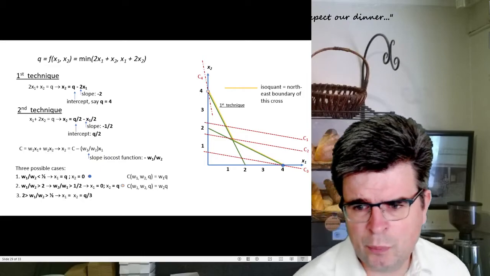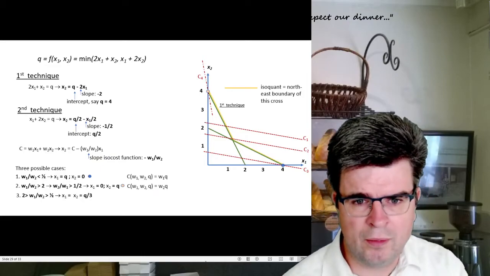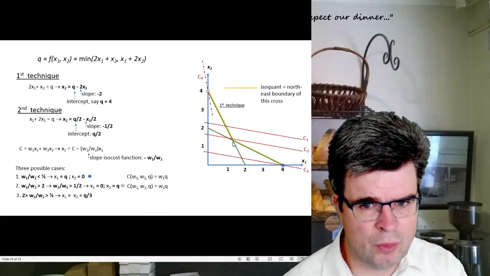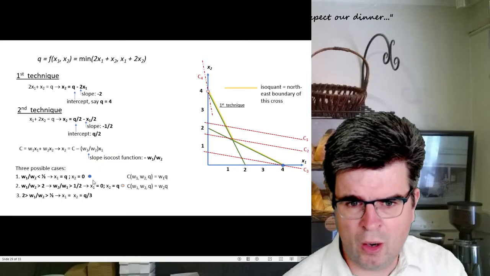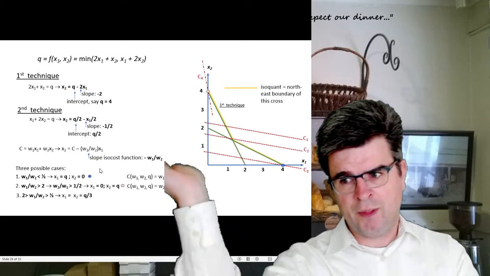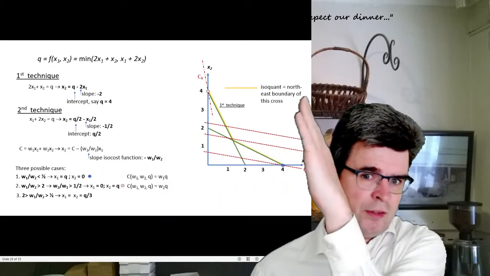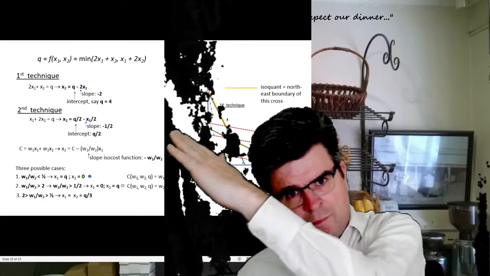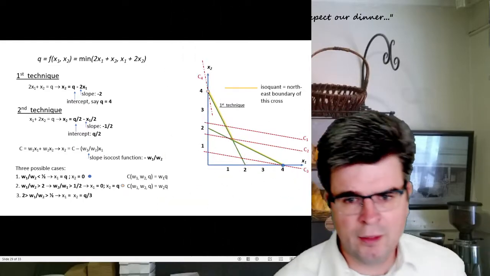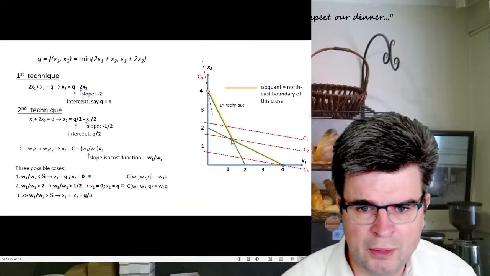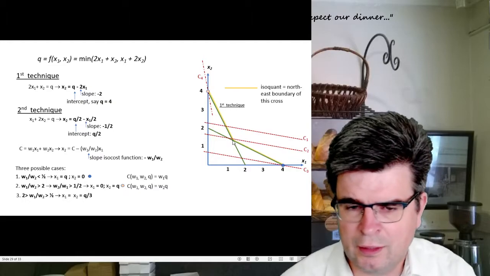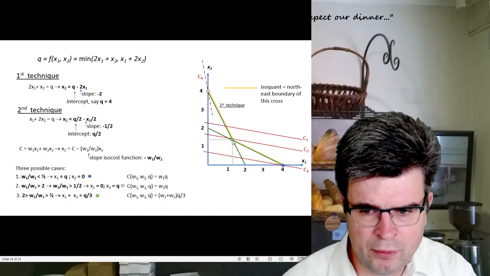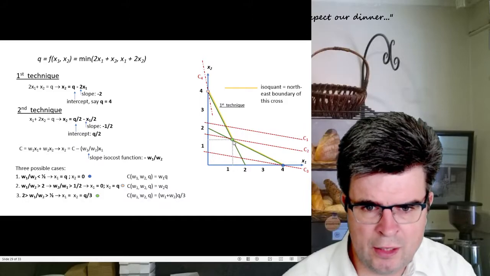In that case, we will minimize our cost by being at the kink over here. So in this case, the slope of the cost function is not very shallow. It's also not very steep. It's somewhere in between. And we minimize our cost function by taking the point where it touches upon the isoquant at the kink.